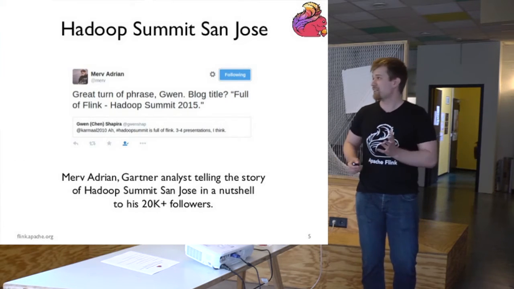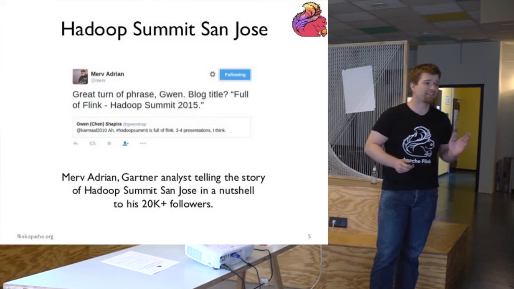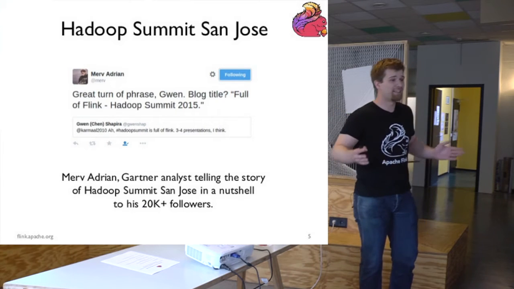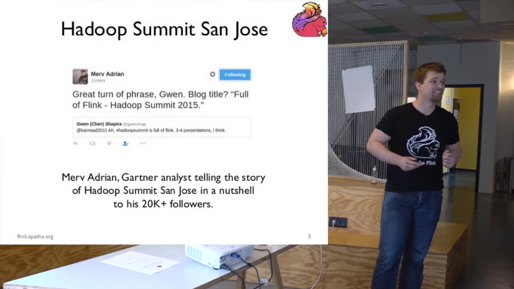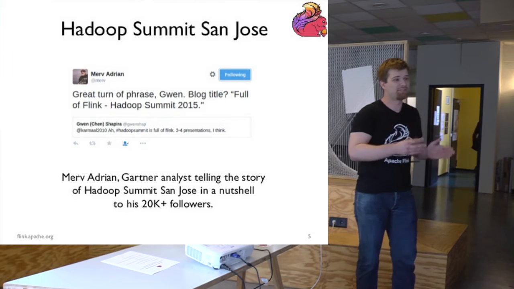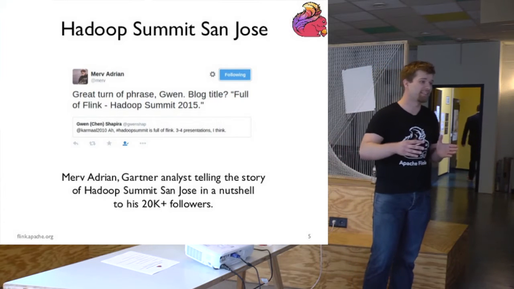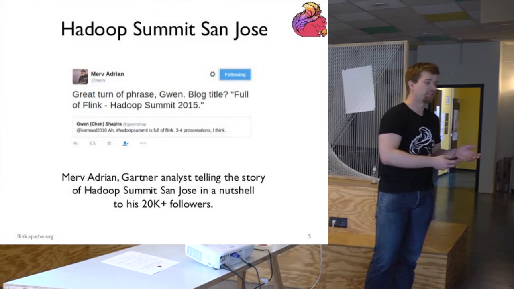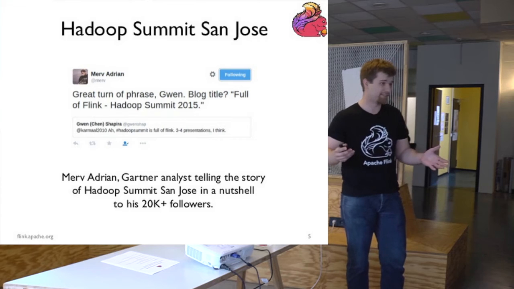Merv Adrian, who is a Gartner analyst and has more than 20,000 followers on Twitter, says this: "Full of Flink." That's how he summarizes Hadoop Summit San Jose. So that's how people were feeling about it. On top of the two official Flink talks, other talks were mentioning Flink as well. You name it, whether it was a DAG talk, how to do computation on DAGs, or just comparing it to other systems.